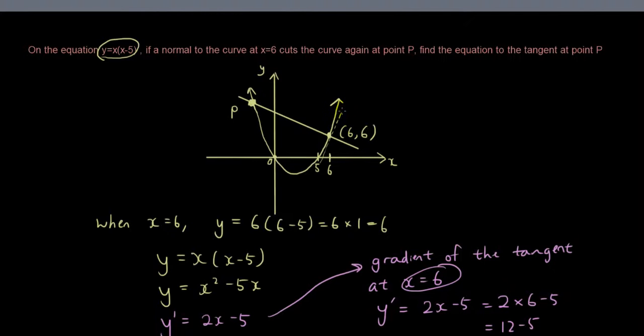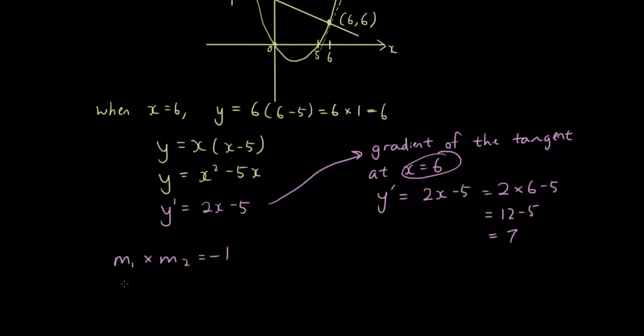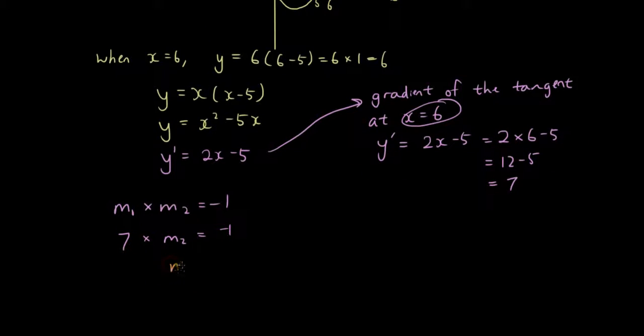So we have the gradient of the tangent at this point, which is 7, right? So the gradient of the tangent times the gradient of the normal is negative 1. So 7 times m2 is negative 1. So m2 equals negative 1 over 7, and that is the gradient of the normal.